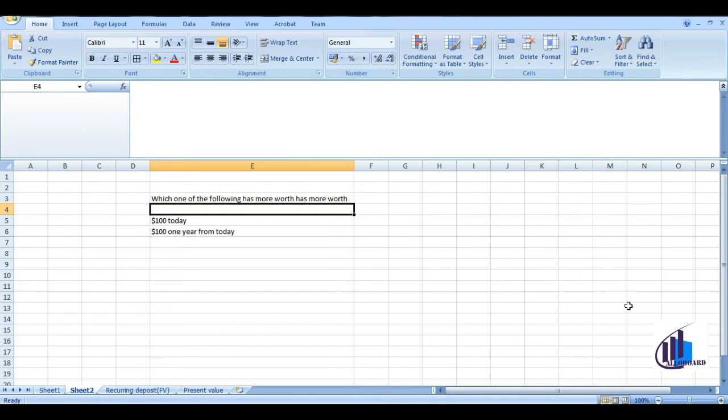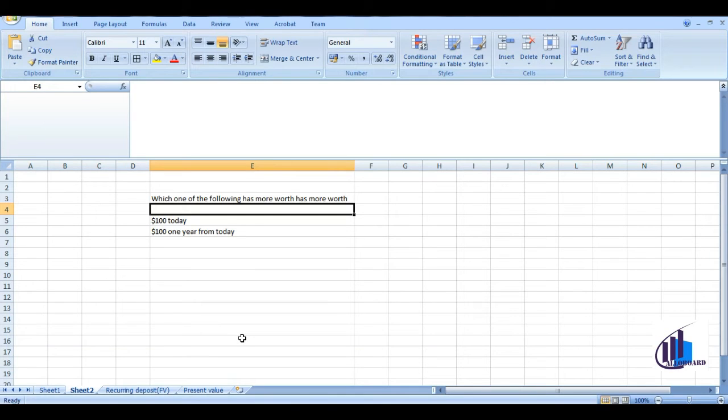So basically, if you put the $100 which you have today in a bank, it will yield you some interest, and after 1 year, it will give you around $10 extra, and this $100 will be equivalent to $110, or depending on the interest rate, it will be more than $100 after 1 year. So this is the premise of what a present value and the future value.